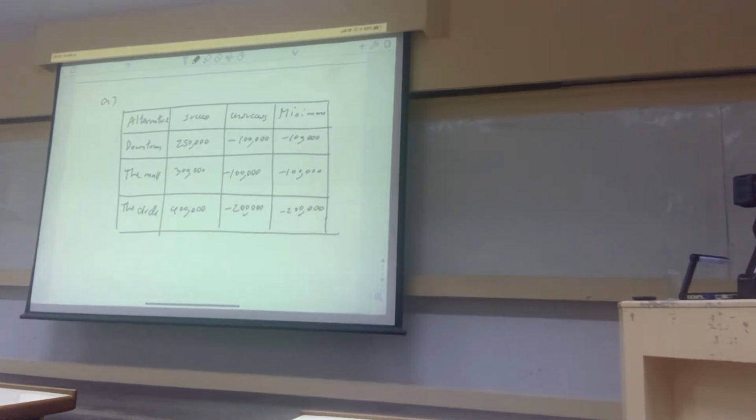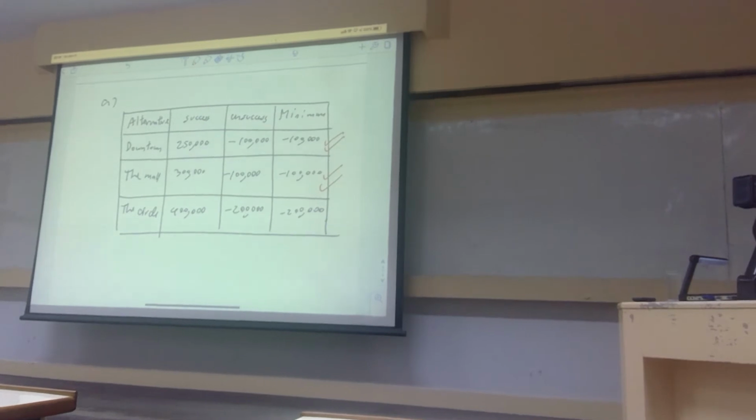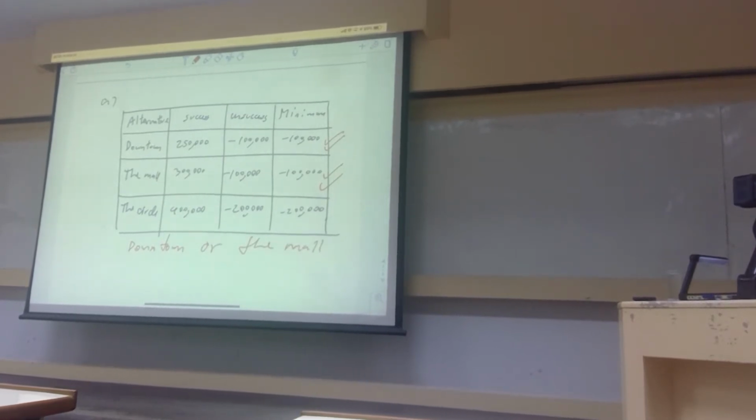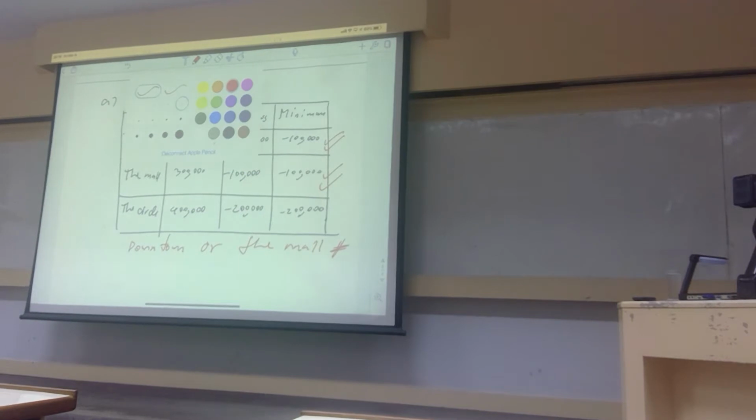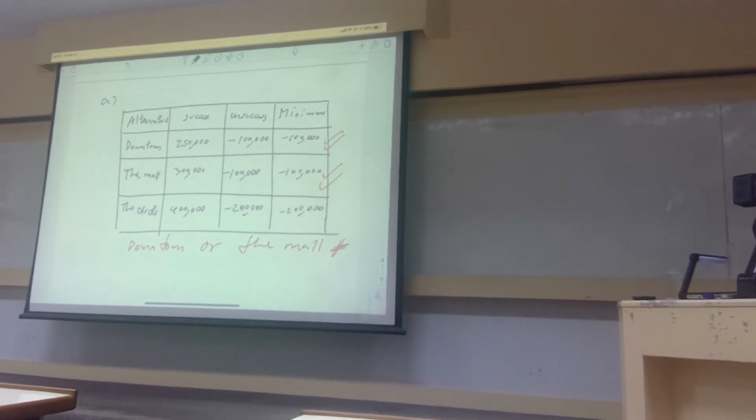And for maximum, we select the highest minimum. So that's why we select these two. So for question A, the answer is downtown or the mall. Right, because we try to find the maximum of the minimum.